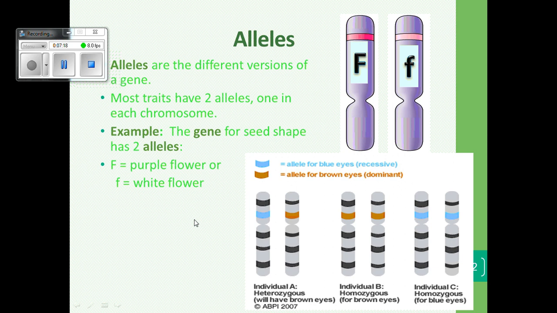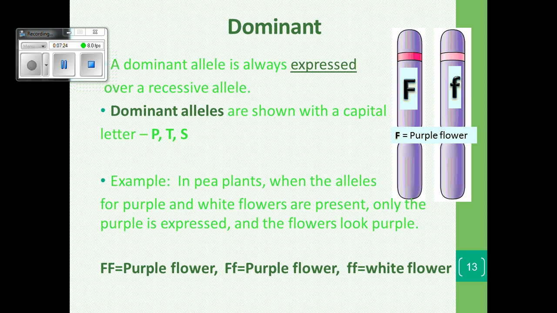Here's just another example of chromosomes and the different versions of the alleles. What he found was that there was dominance and recessiveness. So which one actually won out? The dominant allele is always expressed over the recessive. It just sort of wins. The dominant alleles are always shown with a capital letter, and in pea plants it was the purple flower. So whenever this allele was present, regardless of what the second allele was going to be, the dominant trait always wins.